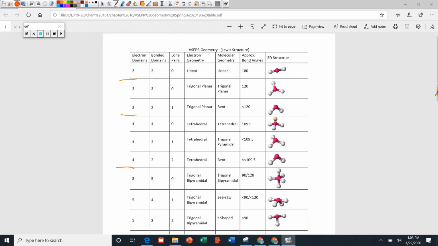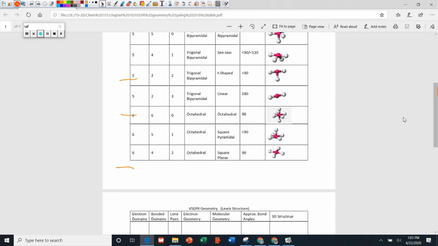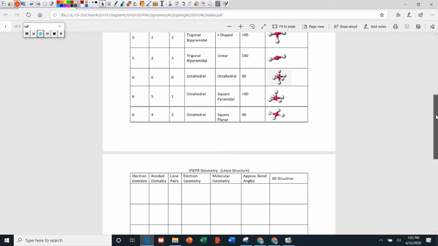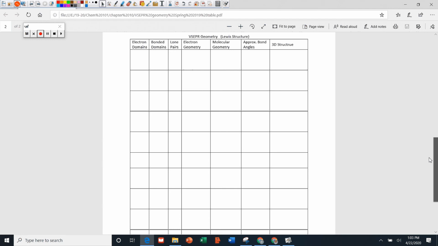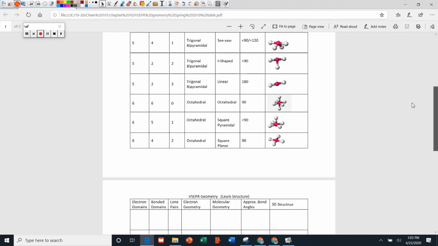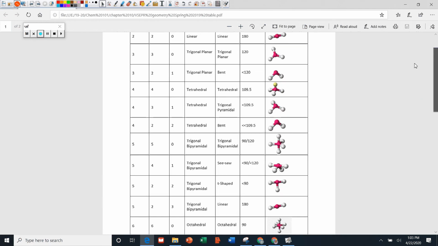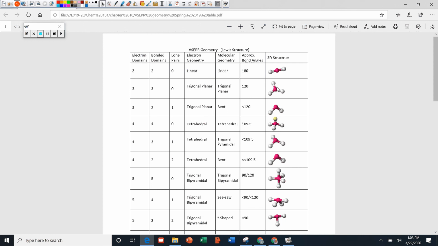Now this one is a lot more detailed than what we saw on the reference packet. It goes into fives and sixes and all of that. This is just an extra sheet. All right, so I wanted you to see all of that.